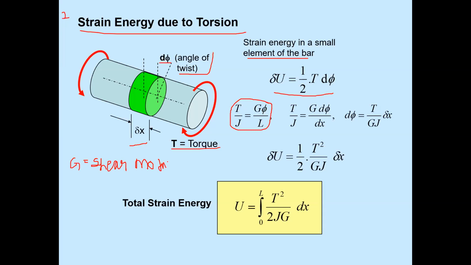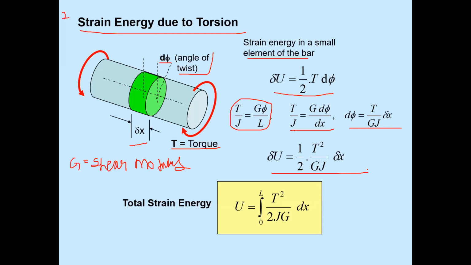G is shear modulus, L is length of the member and J is the section modulus. T is the torque. So we need to determine the value of d phi. If we take d phi as the derivative form of phi and L, T by J equals G d phi by dx. So d phi is equal to T upon GJ into delta x.